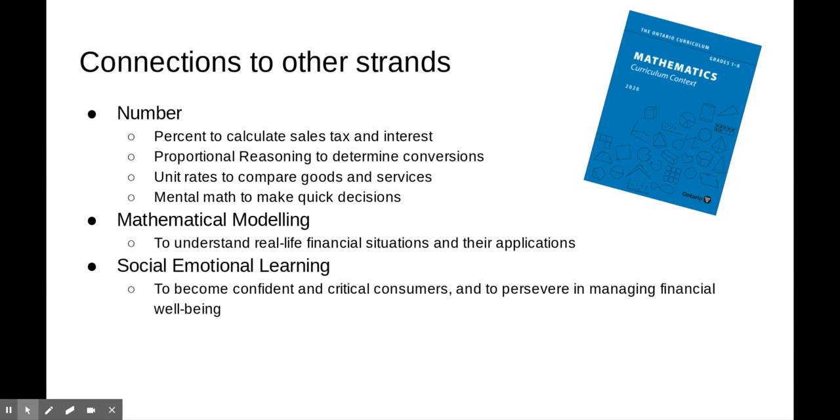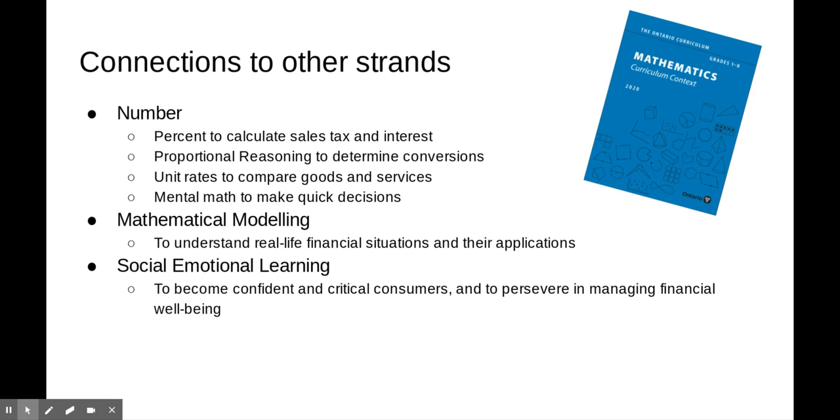So as I previously mentioned, it's really important to make connections when teaching financial literacy to other strands in the new curriculum. And you can read more about this in the curriculum context. So specifically, there's so many connections to be made to number, for example, percent to calculate sales tax and interest, proportional reasoning to determine conversions, unit rates to compare goods and services, and connects to the mental math and math facts to be able to make quick decisions when it comes to buying and selling and any kind of financial decisions. Also, mathematical modeling to understand real-life financial situations and their applications.